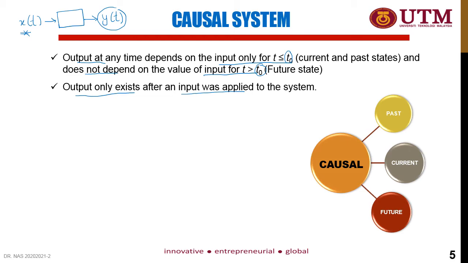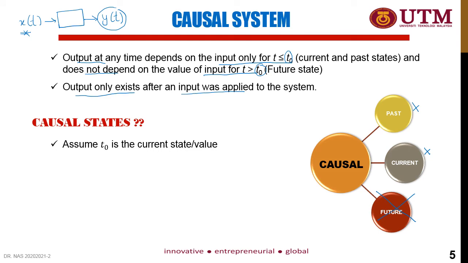Okay, the system is said to be causal when there are two conditions: when you have the past states, when you have the current state, but there's no future at all in a causal system. So what are the causal states?